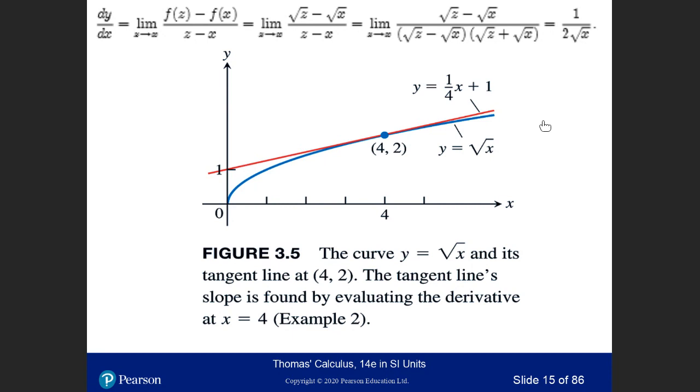So you can evaluate this at the point (4, 2). When you put x equal to 4 here, the square root is 2. So 1 over 4 is the slope of the tangent line, or slope of the curve at the point (4, 2), as you can see here. So you can use both formulations to calculate the derivative. We are going to calculate some derivatives later on, and we will use both approaches.